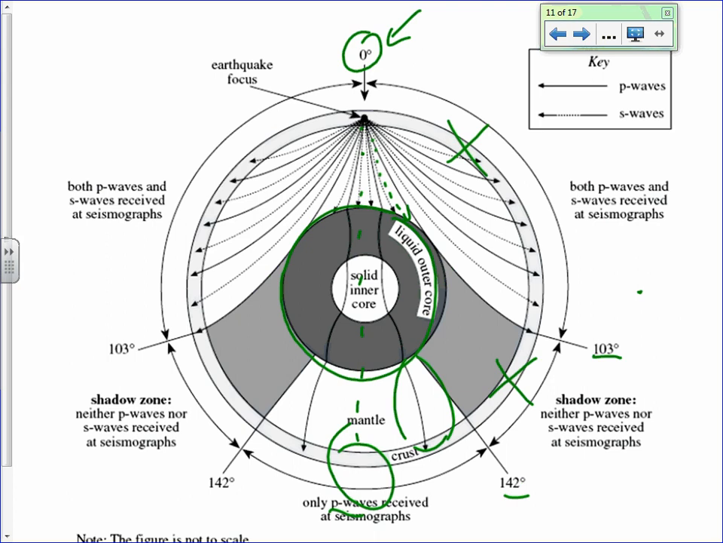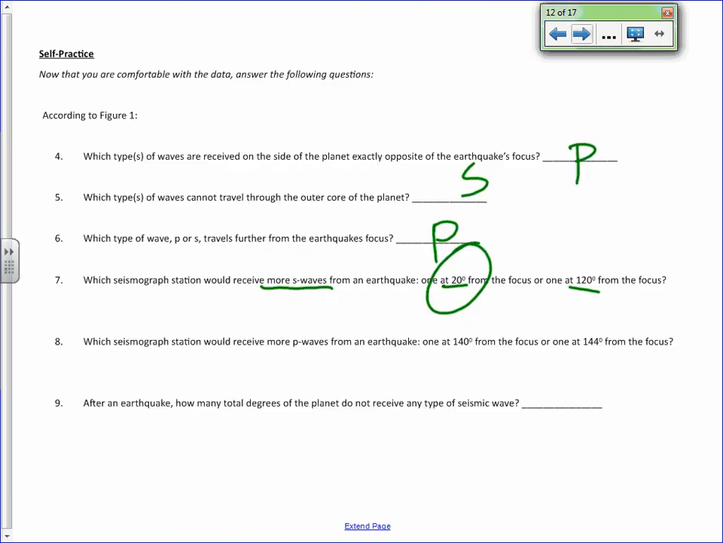Excellent. So you can estimate 20 degrees because it's closer to 0 than it is to 103. You can estimate where 120 would be because it's between 103 and 142. The one at 120 is actually in the middle of the shadow zone, so nothing hits it there, which means the one that gets more waves is the one at 20 degrees. What about the next one?